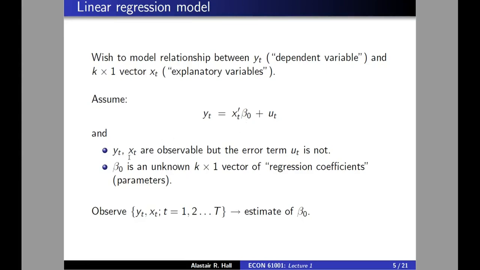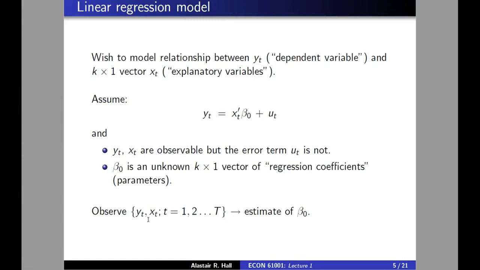As discussed earlier, y_t and x_t are observable. The error term is not. The vector of regression coefficients beta 0 is treated as a vector of unknown constants that will be referred to as parameters of our model that we will estimate from a sample on y and x.